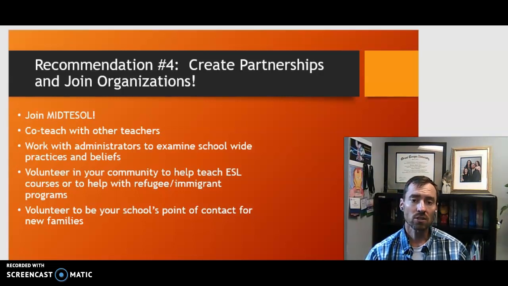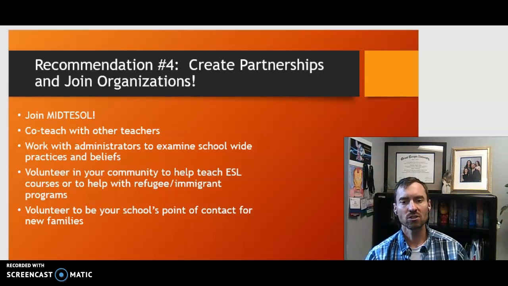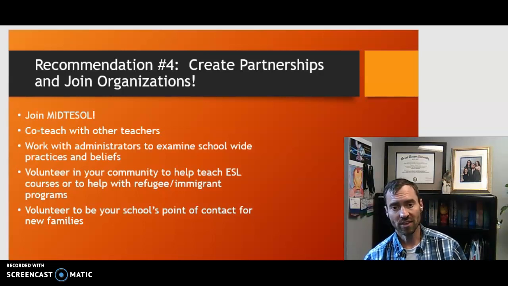Look at your school-wide policies, practices, and beliefs, and this might be something that you want to do after you've gotten a job or while you're interviewing for jobs, but look to see what they do and how they do it. Are kids being stuck and placed on computers all day who are learning English because that's more convenient than actually working with them? That's a common thing that happens, so kind of look at that and see what happens with that.